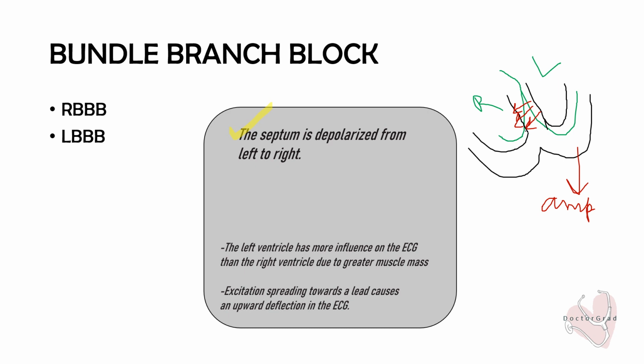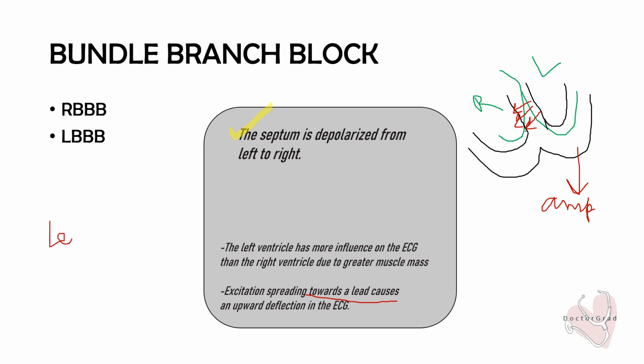These are the two things that we need to understand before we try to decode what right bundle branch and left bundle branch block means. Also, one more thing: excitation spreading towards a lead causes an upward deflection, or a positive deflection. Towards a lead, positive deflection. Away from the lead, negative deflection. So this is the third thing that we need to understand.